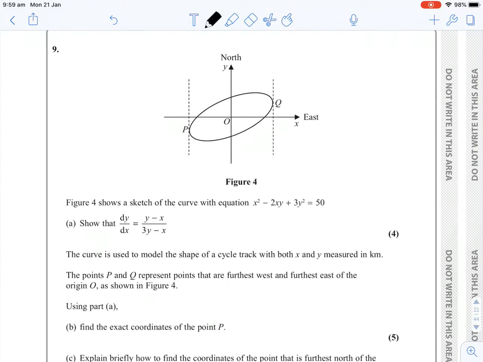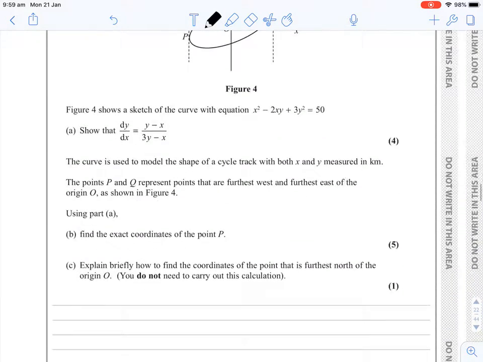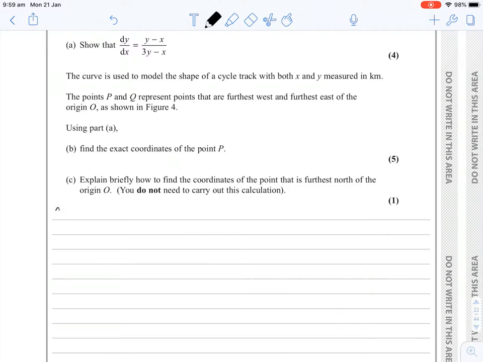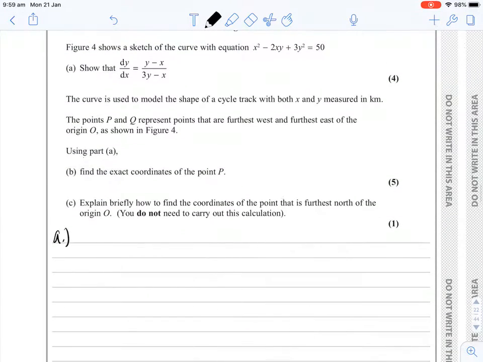Question 9. Figure 4 shows a sketch of the curve of the equation x squared minus 2xy add 3y squared equals 50. Show that dy/dx is (y minus x) all over (3y minus x). So an implicit differentiation question to begin with. If we differentiate, the x squared will go to 2x, minus 2xy.